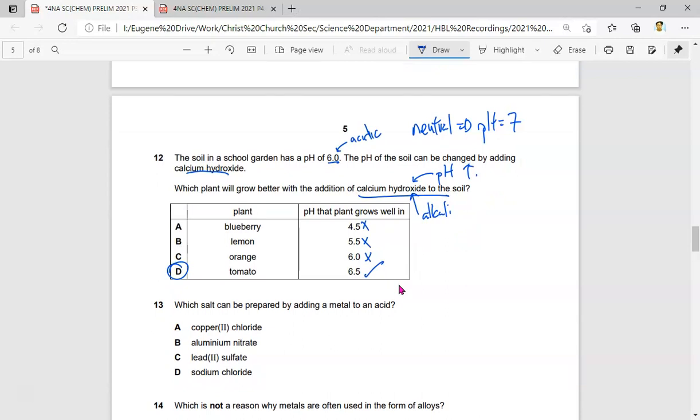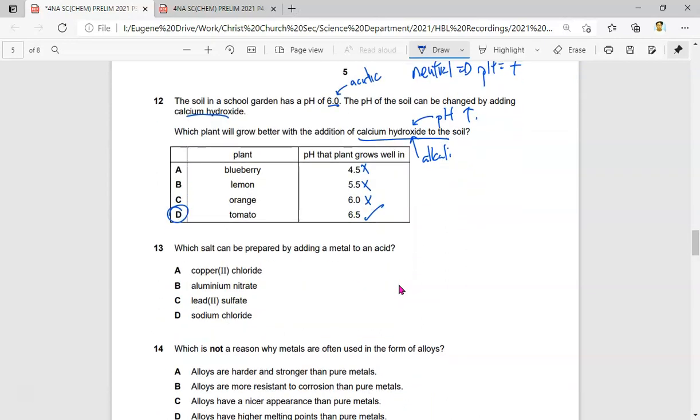Okay, next. Which salt can be prepared by adding a metal to an acid? So what we need to see here is the idea of reaction of metals. I know copper cannot react with acid. How do I know? I just look at all these metals in their reaction with acid. Copper cannot react with acid because it's too unreactive. Lead is also quite unreactive if you put it in acid.